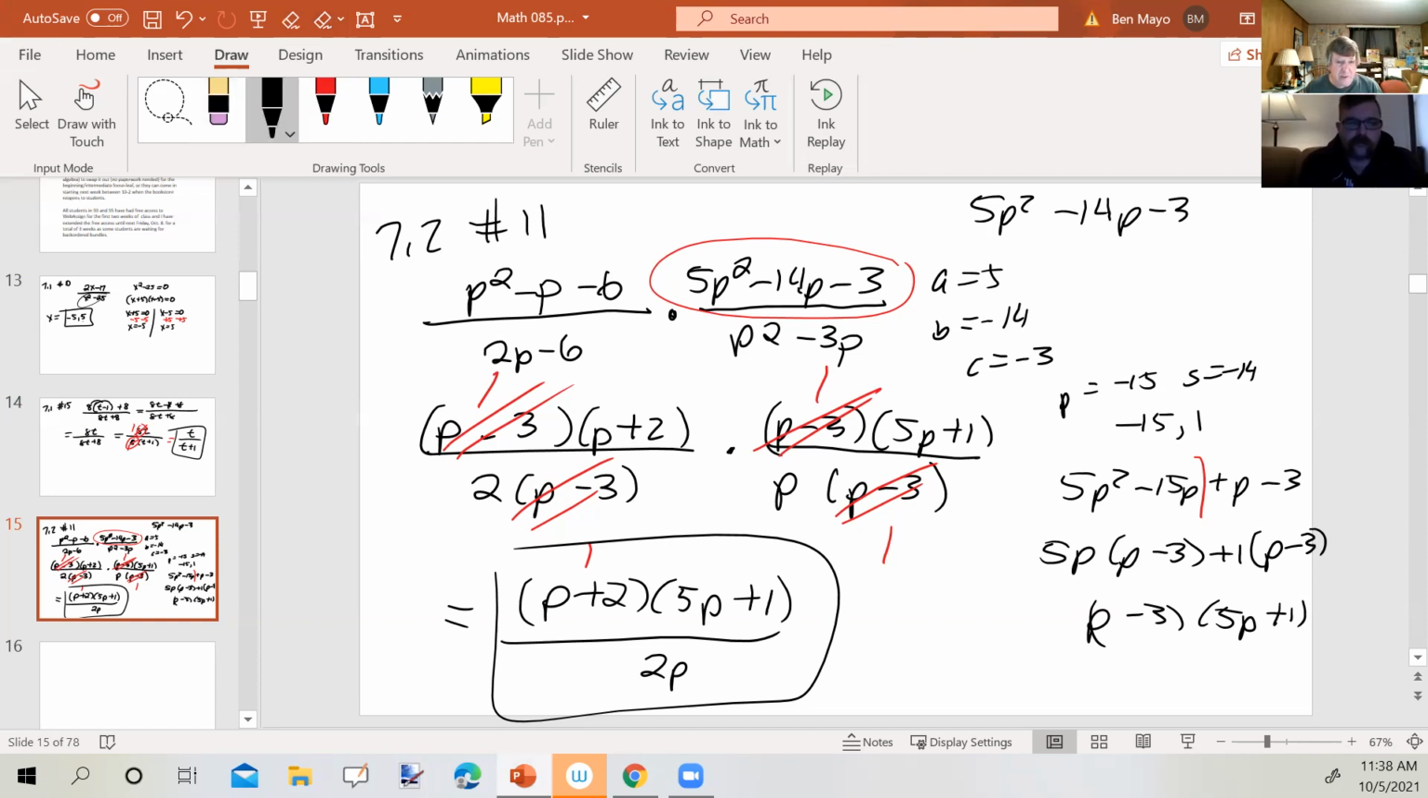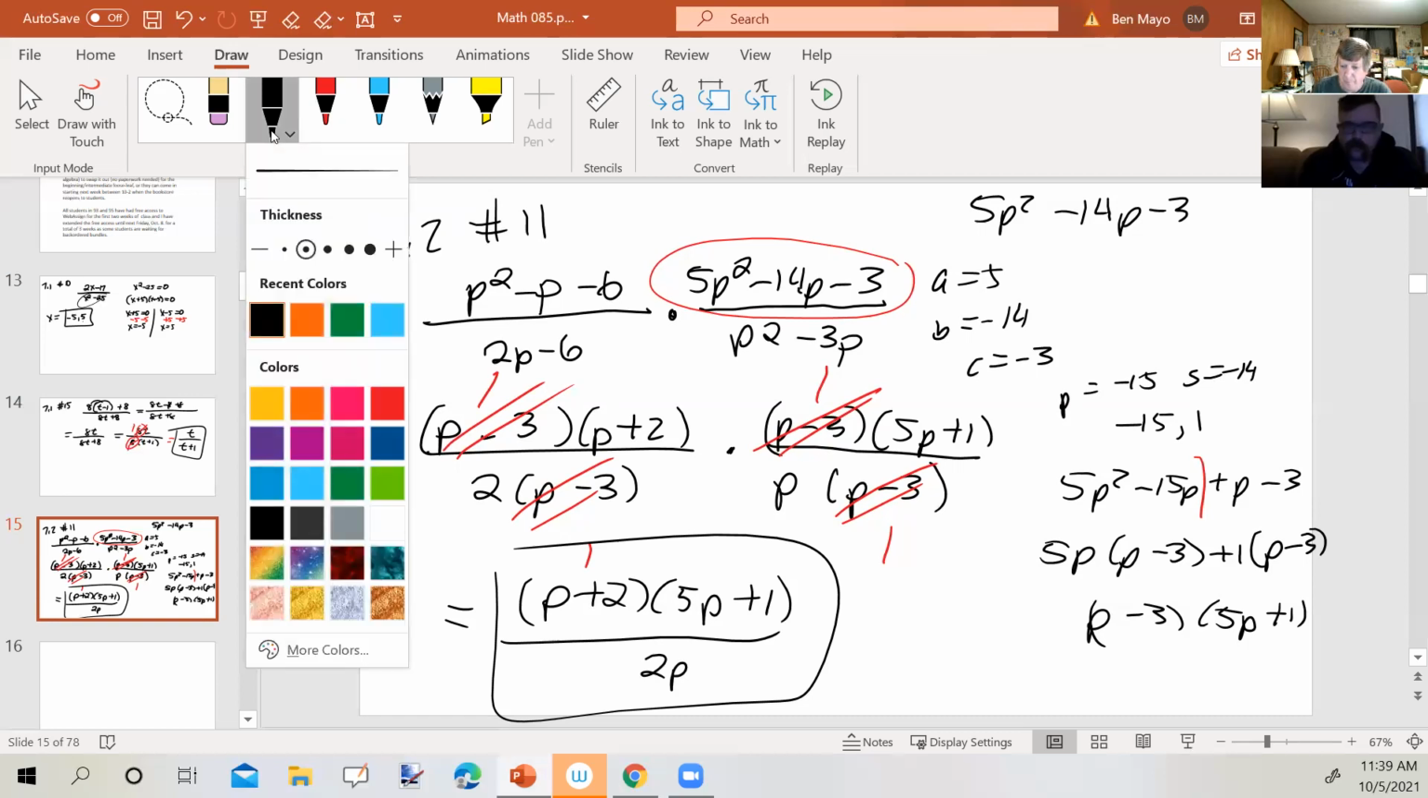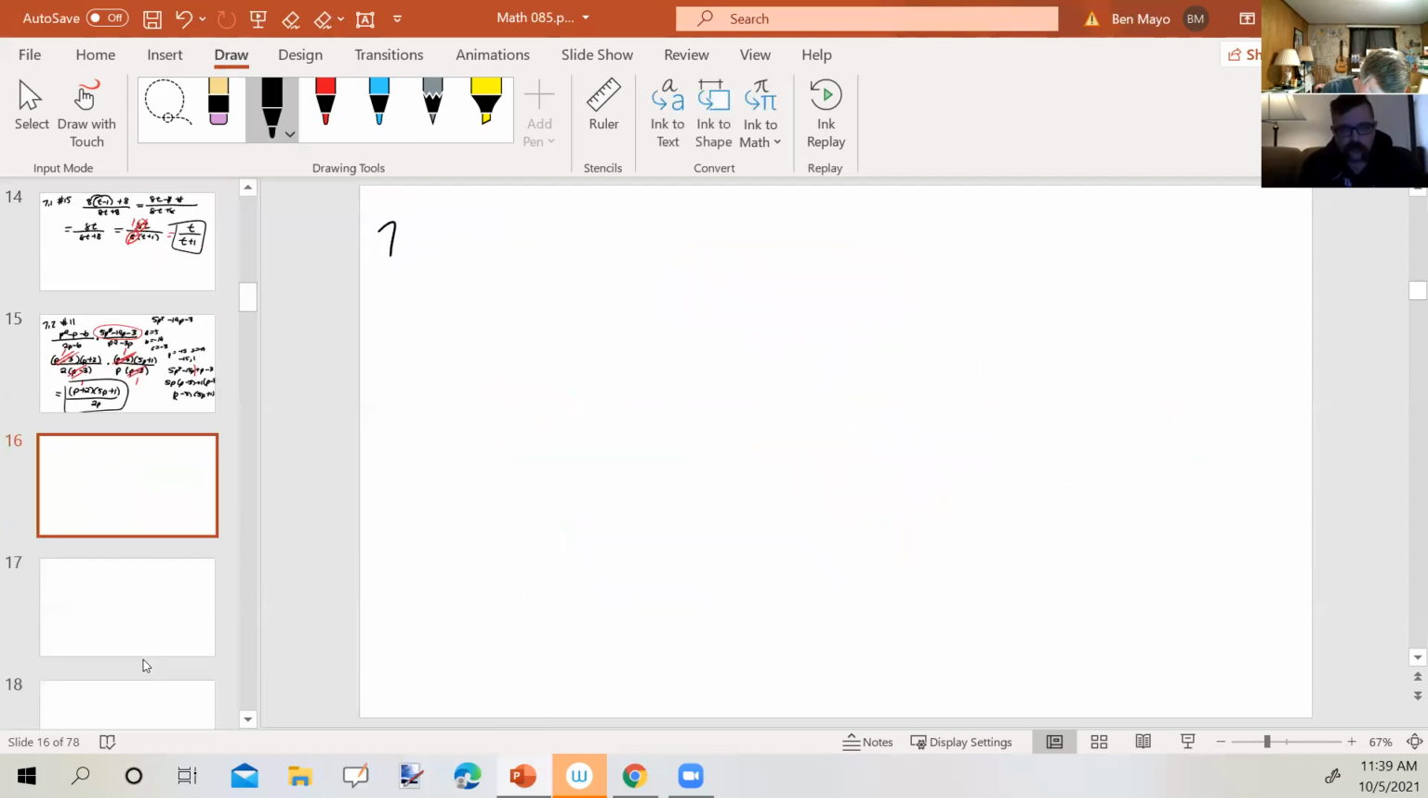Okay, same section. We're going to look at problem number 19. But before we go on, any questions about this problem? Okay, so this is 7.2, number 19. It says divide and then simplify if possible.